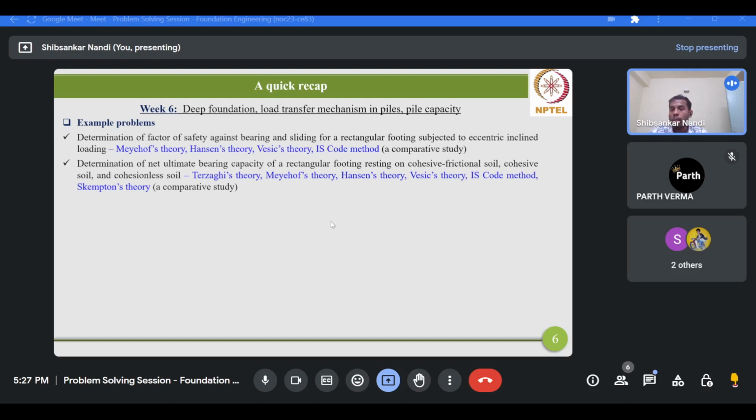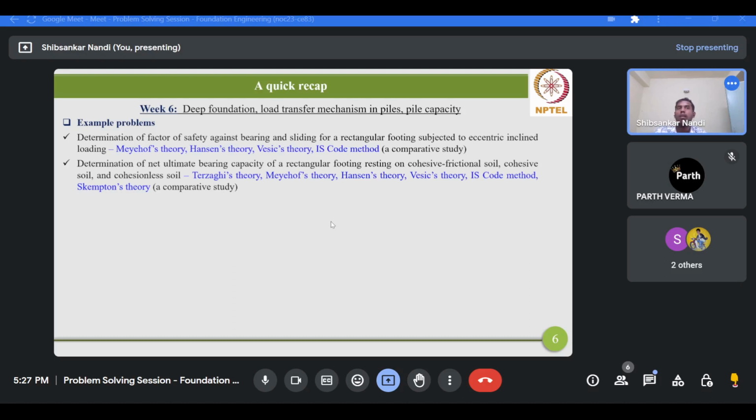Now in the second problem, we determined the net ultimate bearing capacity of a rectangular footing resting on cohesive frictional soil, cohesive soil, and cohesionless soil. Again, considering all these theories, finally we drew a conclusion regarding the net ultimate bearing capacity, that is, whether in the case of cohesive frictional soil, cohesive soil or cohesionless soil, the net ultimate bearing capacity is greater as compared to the other scenarios.